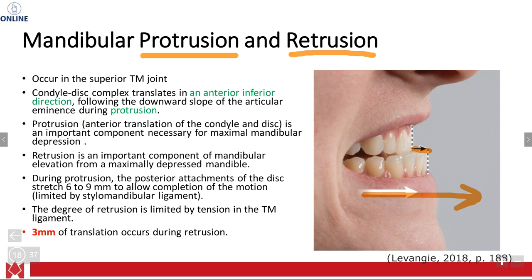But I guess the takeaway from this slide would be that protrusion is the anterior translation, and retrusion is the posterior translation. And there's some tension in the temporomandibular ligament with that as well.